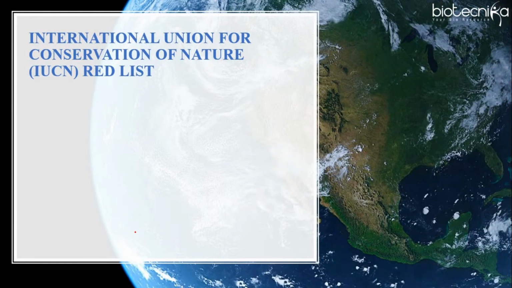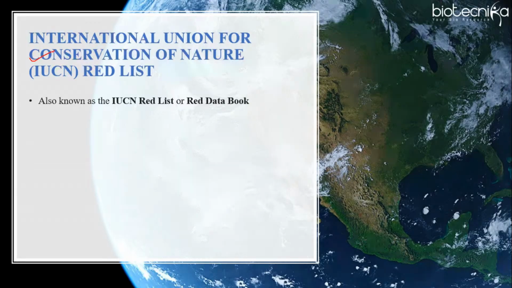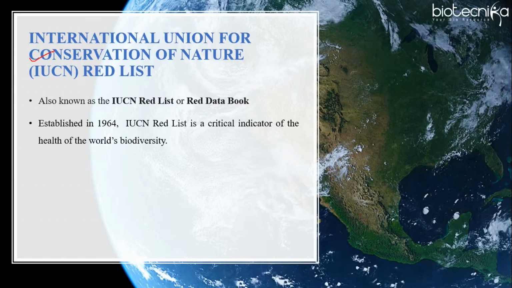Now, in biodiversity, IUCN has a very important role. What is IUCN? It's the International Union for Conservation of Nature. It has a document called the IUCN Red List, or Red Data Book, as we also call it. This IUCN Red List was established in 1964, and it's a critical indicator of the health of the world's biodiversity.